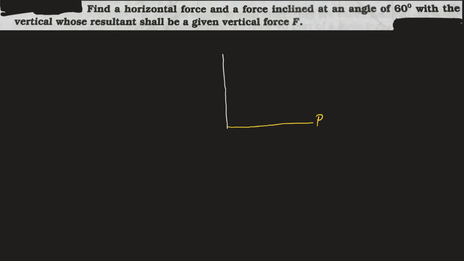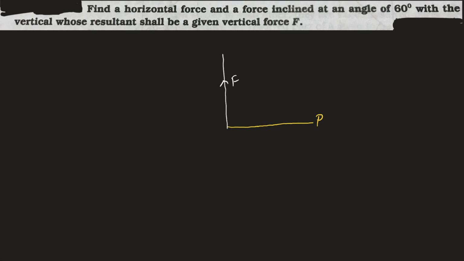Now, here are two possibilities. A force inclined at 60 degree. This 60 degree could be this direction and this direction, but further it is given whose resultant shall be a given force F. This force F is the resultant of these two forces.